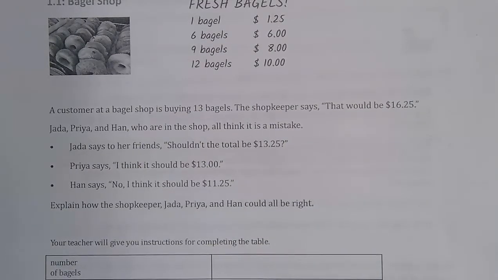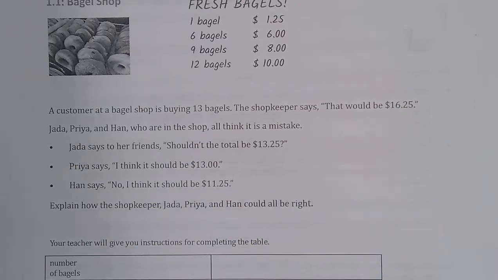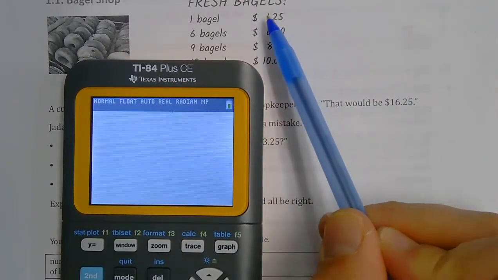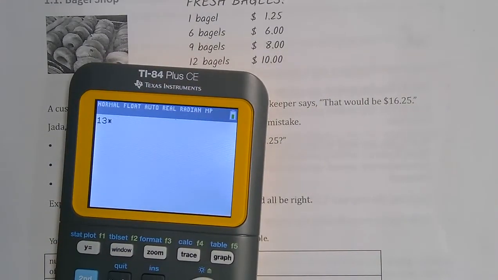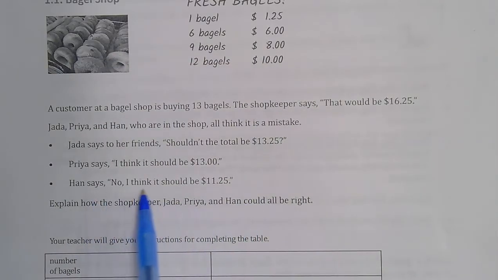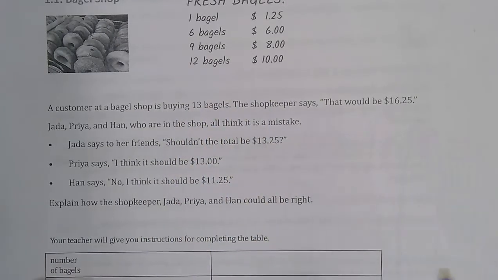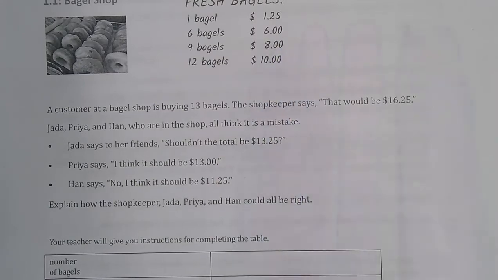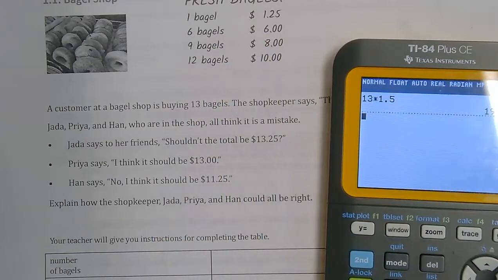So let's look at how the shopkeeper could have done that. How could I make 16.25? Well, that seems very expensive. So maybe the shopkeeper just did 13 bagels times $1.25. And that would be 19.50. So not quite. And what we have to do then is figure out, well, how could you get 16.25? So we can look for combinations of that.